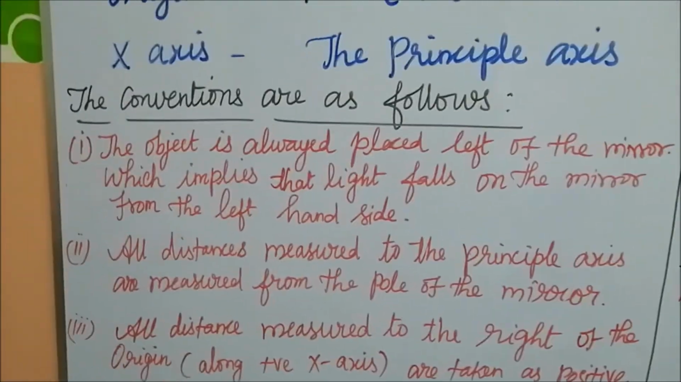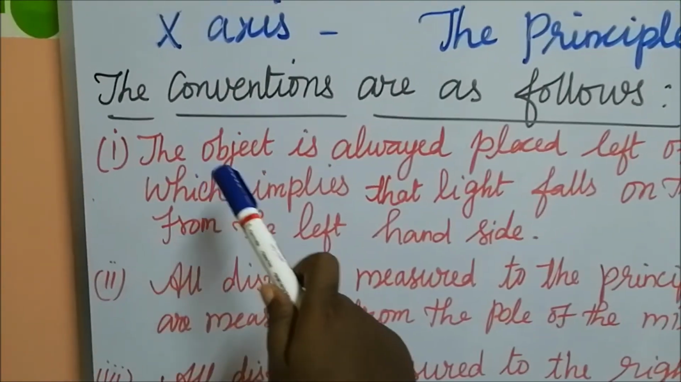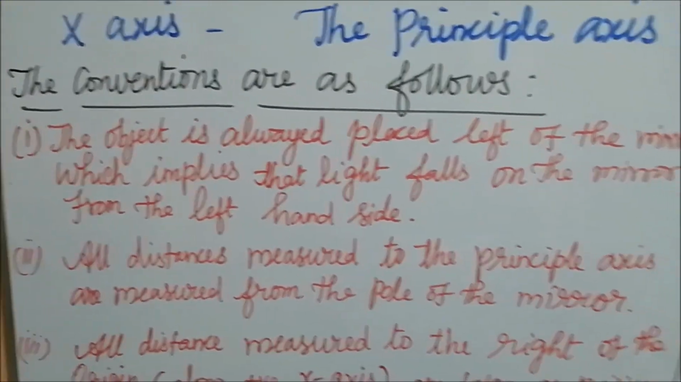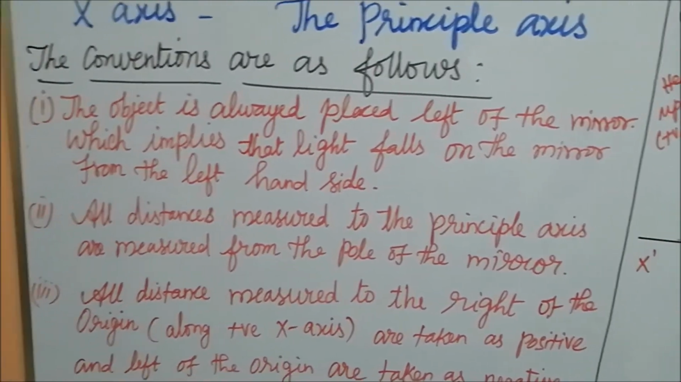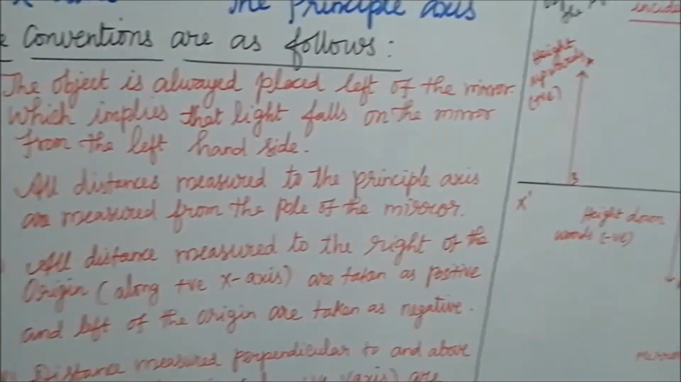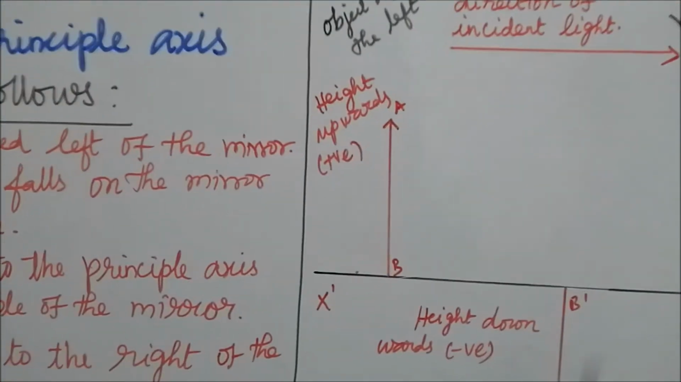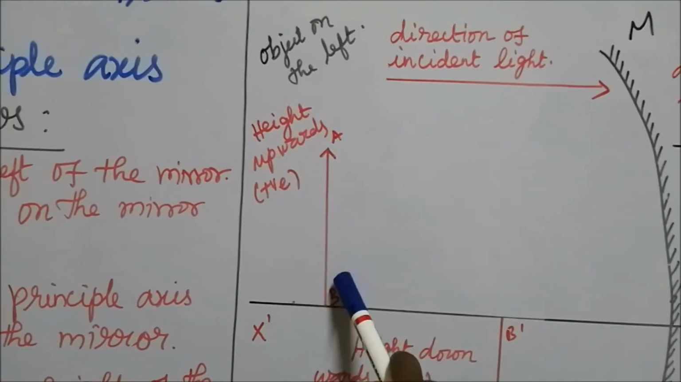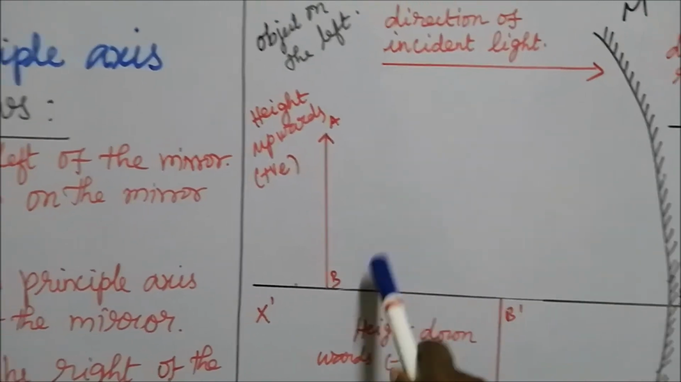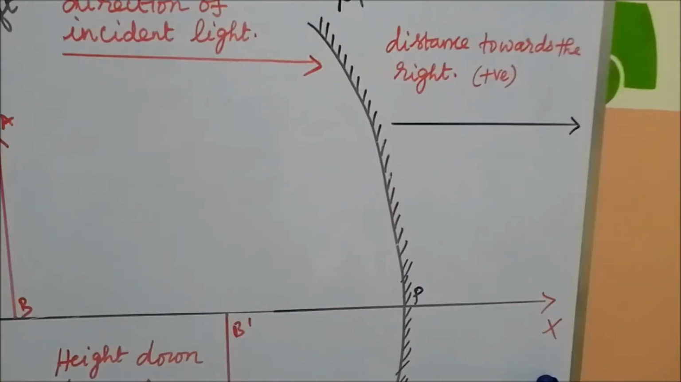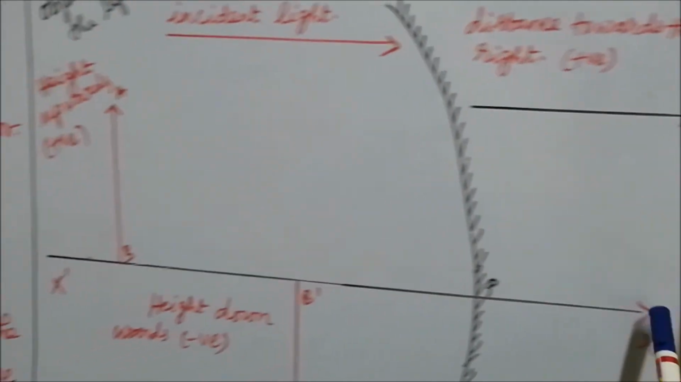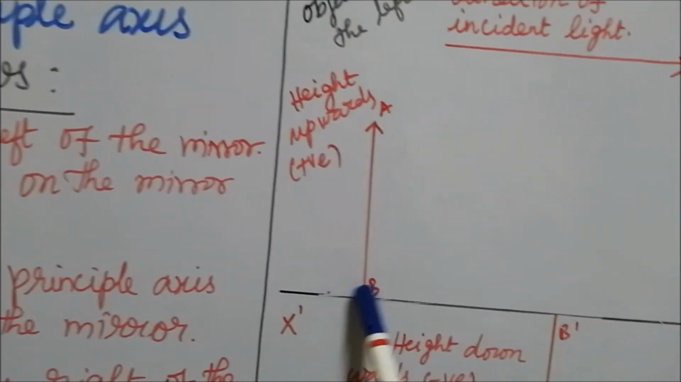The conventions are as follows. The object is always placed left of the mirror, which implies that the light falls on the mirror from the left hand side. So always the object should be on the left hand side of the mirror. So this is a mirror, this is the left hand side of the mirror, and this is the right hand side of the mirror. This distance is always taken as positive, and this distance is always taken as negative.